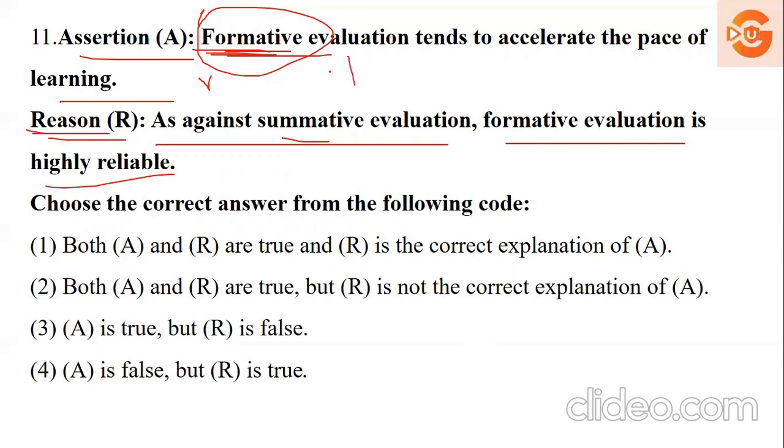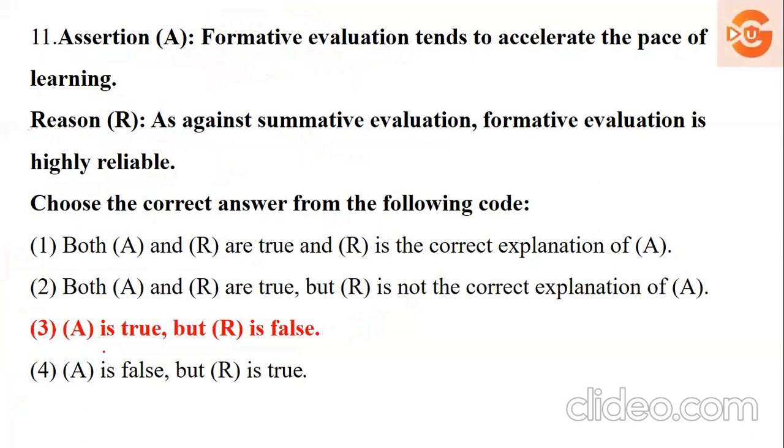So for us the statement A is true but R is false. So let's see, both are true, it's not possible. Both are true is again not possible. A is true, yes. R is false, yes. A is false, no, this is not. So if you see, option number 3 will be your correct answer.